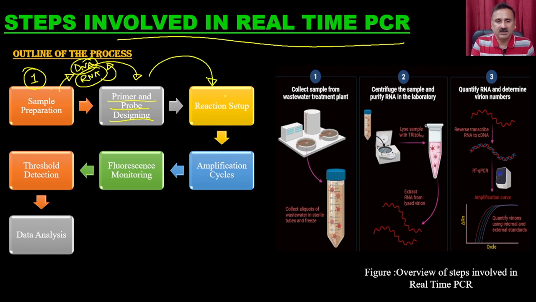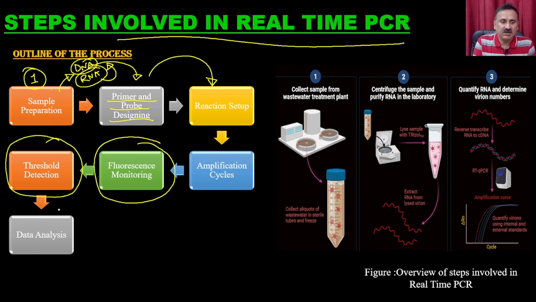So, you are going to set up the real-time PCR reactions, where you are going to have the template DNA or cDNA. You are going to have the SYBR Green, you are going to have all other kinds of the reagents that you are going to add. Then you are going to set up the amplification cycles, you are going to do the fluorescence monitoring, and then you are going to have the threshold detection, and then ultimately you are going to do the data analysis.